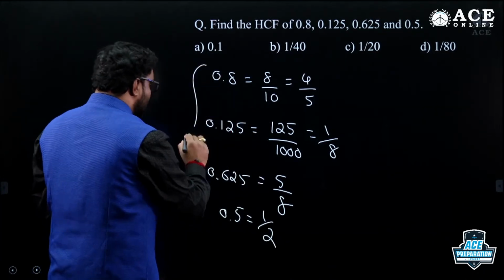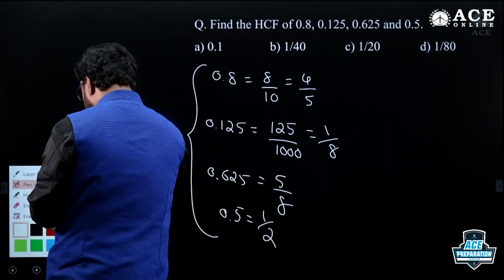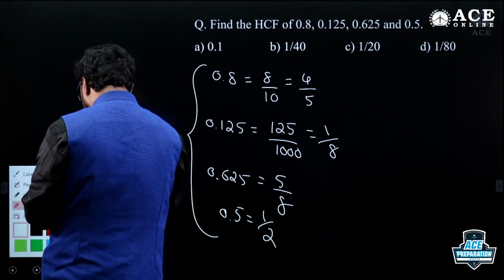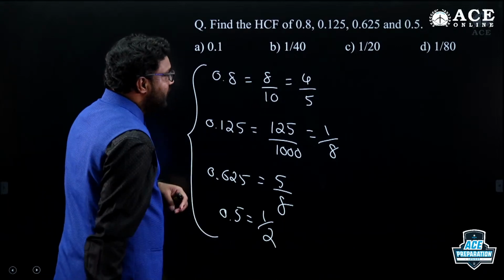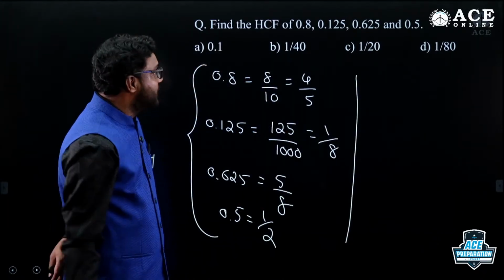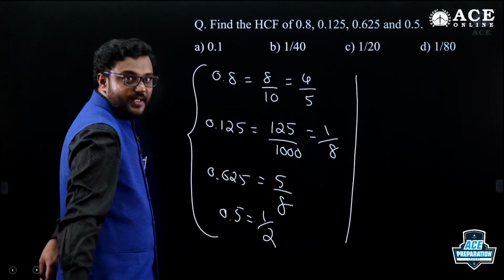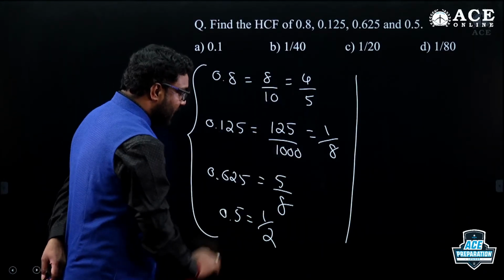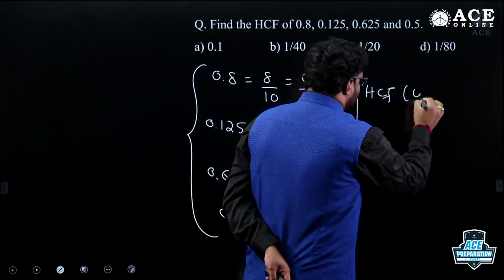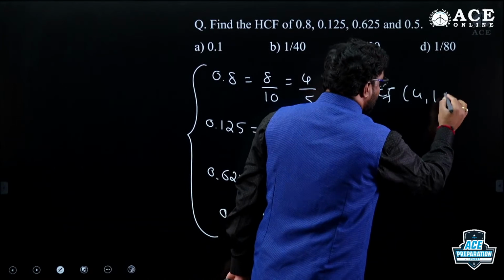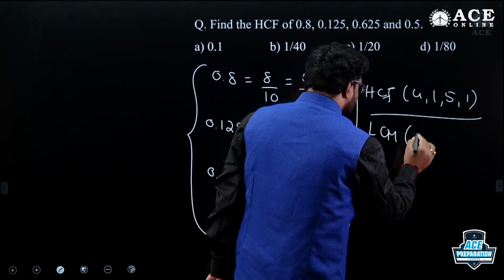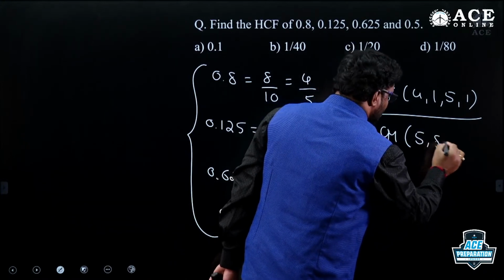So this is how you converted the given decimals into fractions. Now you have to apply HCF here. So you apply HCF here, my dear friends. HCF for all these fractions: 4 by 5, 1 by 8, 5 by 8 and 1 by 2. What you should do is HCF for the numerators 4, 1, 5 and 1, and LCM for the denominator values 5, 8, 8 and 2, my dear friends.